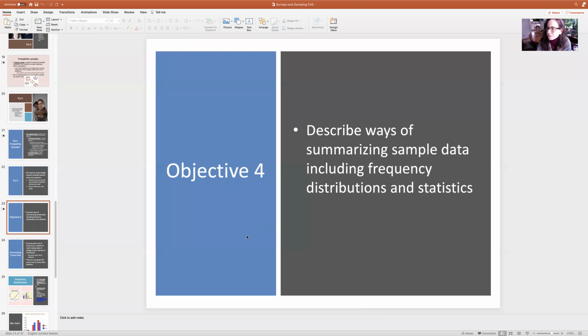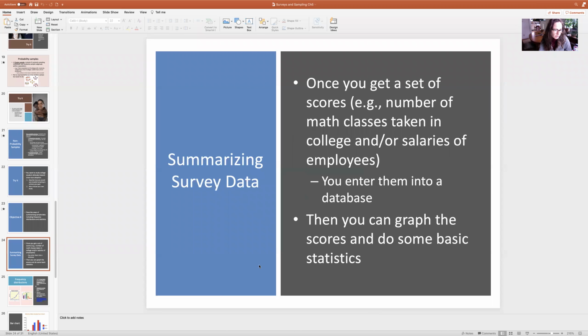We're back to objective 4 on chapter 5, on sampling, surveys and sampling. And we're going to describe some ways of summarizing sample data, including frequency distributions and statistics in this lecture. Okay, well, let's first go to how you summarize data.